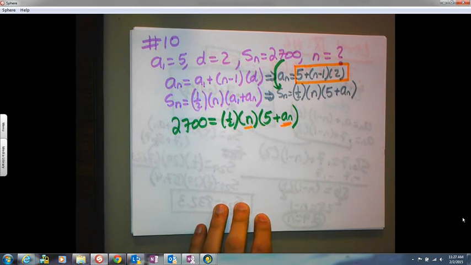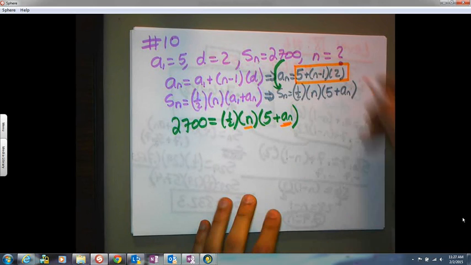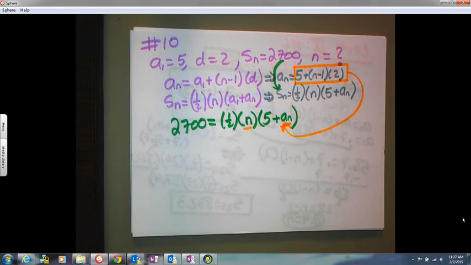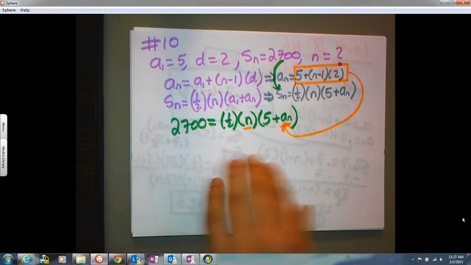So this is like the identities. Take this and bring it here. This is just like the identities. So then you will have one equation with just one variable.